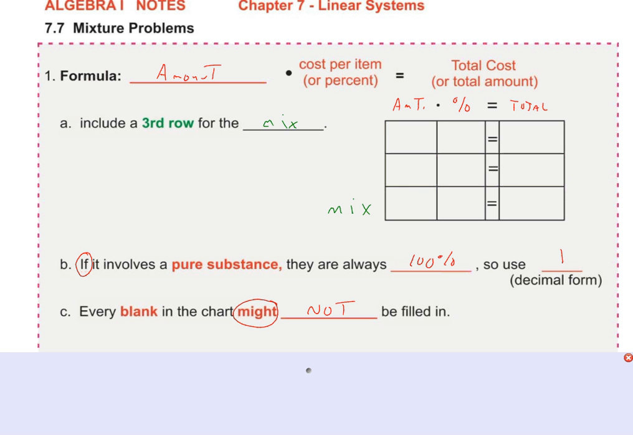So actually, sometimes you don't need all 9 out of 9 spots. Some problems you do. Some problems you just need 8 out of the 9 spots. Okay? Now, overall, these are similar to just the regular motion type problems in how you proceed. And you'll see that in a moment.